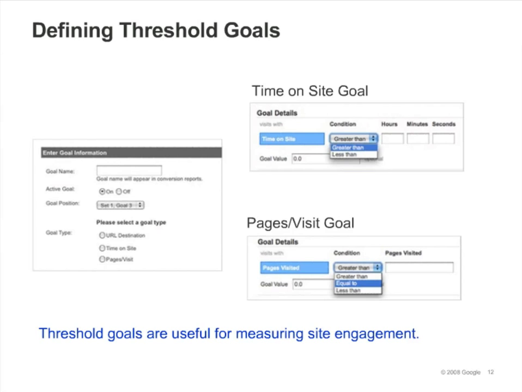Threshold goals are useful for measuring site engagement, whereas URL destination goals are best for measuring how frequently a specific activity has been completed. If your objective is for visitors to view as much content as possible, you might set a pages per visit goal. Or if you have a customer support site and your objective is for visitors to get the information they need in as short a time as possible, you might set a time on site goal with a less than condition.